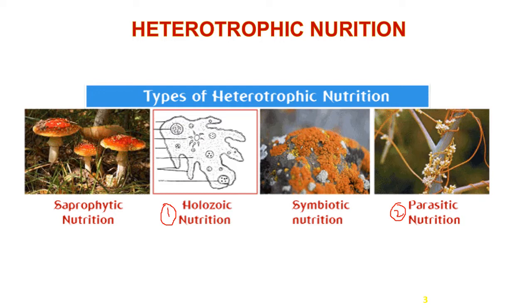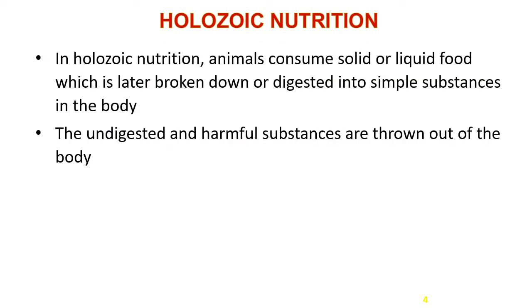Now the third type of heterotrophic nutrition is called saprotrophic nutrition, where the organism gets its food from decaying material, decaying organic material. And the last type is symbiotic nutrition, where two organisms depend on each other and help each other to get food. We'll discuss them one by one. So first of all is Holozoic nutrition.